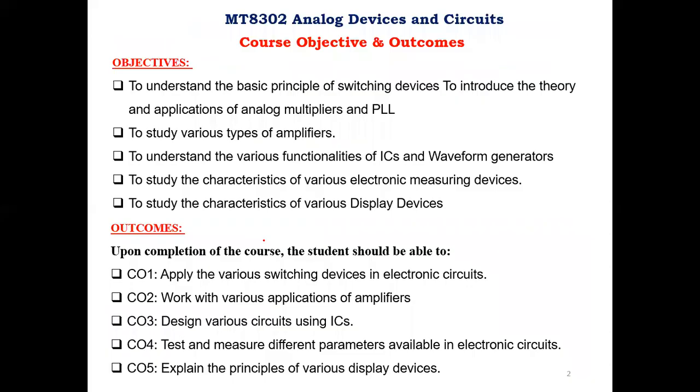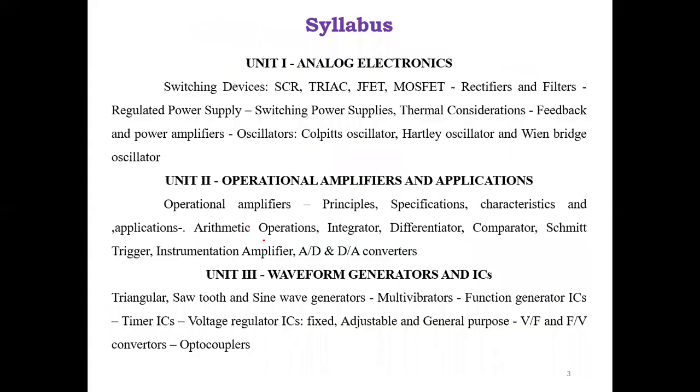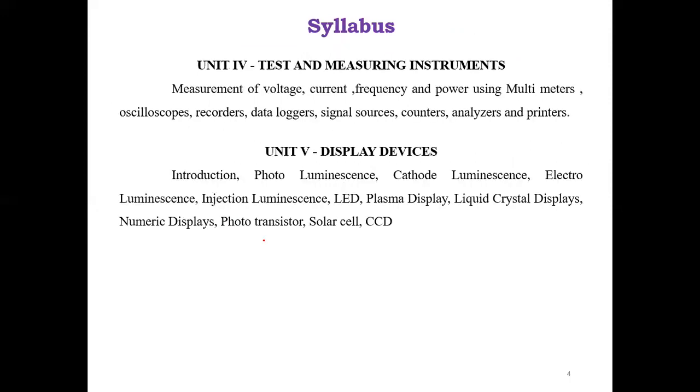So this is the course objective and outcome of this analog devices and circuits. This is the syllabus. We have 5 units. The first unit is based on the basics of analog electronics. Unit number 2 is based on the operational amplifier and its applications. Unit number 3 is based on waveform generators and ICs. Unit number 4 is measurement devices. Unit number 5 is display devices.